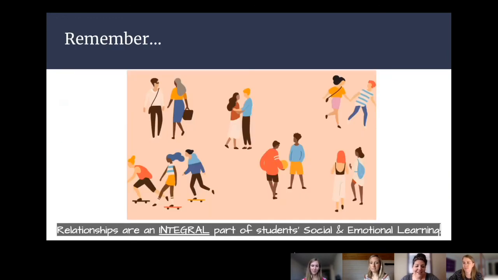So, in continuing with just having social relationships and building those relationships outside of the home, we know that a trusting relationship is just a very integral part of students' social and emotional learning. And during this time, it is so important that we continue to foster relationships and strengthen old ones so that we can elevate students' growth and development.